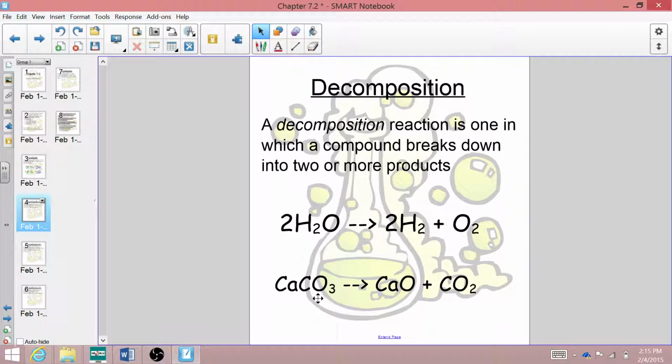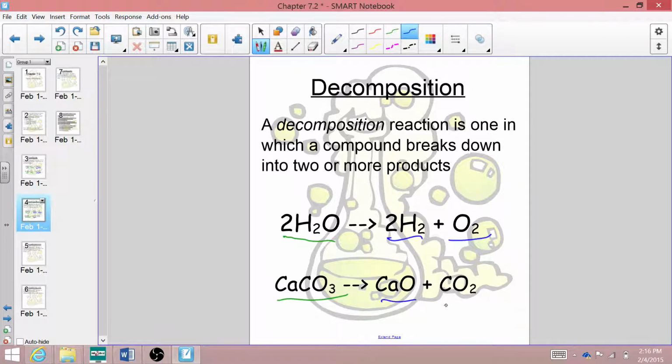This is another example of a decomposition reaction. We have CaCO3, that is our one reactant, and it breaks down into CaO and CO2. So decomposition is the opposite of synthesis, where we have one reactant and that breaks down into 2 or more products. One reactant, 2 or more products. So you can think of decomposition as like something's decomposing. It's falling apart into smaller pieces. Synthesis reaction is like you're synthesizing something. You're taking small pieces and putting them together to make one whole.